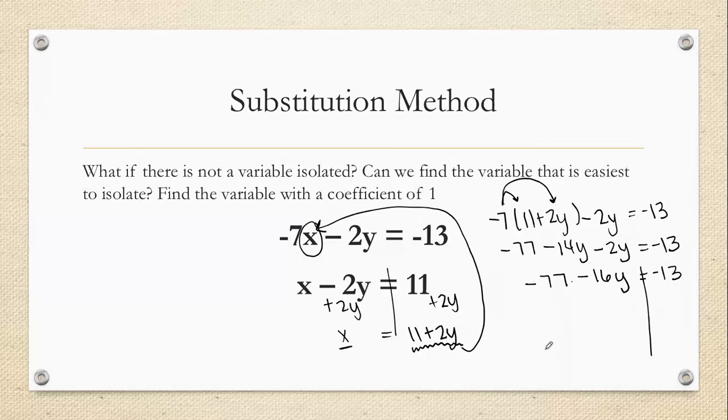So don't do 16. I would not mess with the 16 because there's not another 16 on this side. Since 16y is already by itself, and there's not another y on this side, 16y is only on this side. I would leave it there. I would get rid of the negative 77. So I'm going to add 77 to both sides. What is negative 13 plus 77? Oh, thank you. So give me negative 16y equals 64.